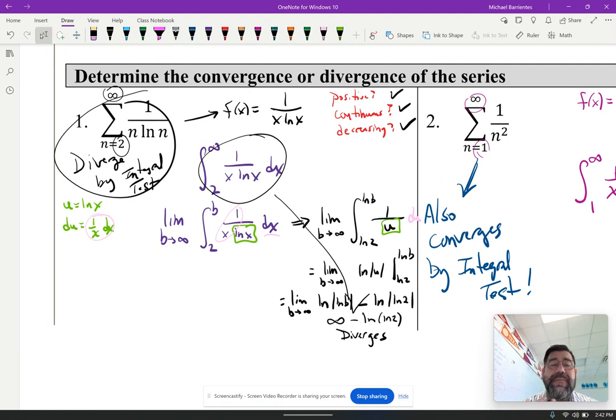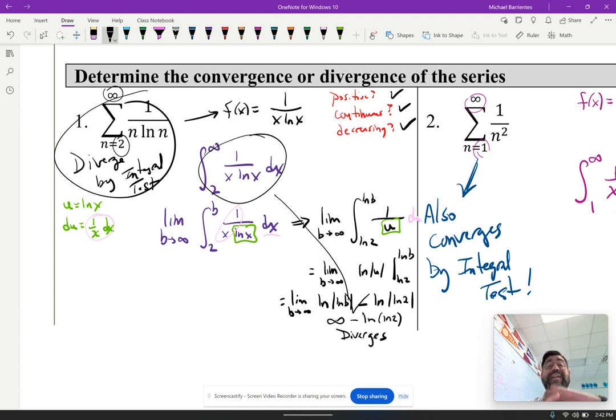So build a function that's a parallel function to the nth term formula here. Figure out if it's positive, continuous, and decreasing. If it is, can you take the antiderivative? Can you integrate it? If you can, then take the antiderivative, substitute the top value, substitute the bottom value. Since we're going to infinity, it's going to involve an improper integral.